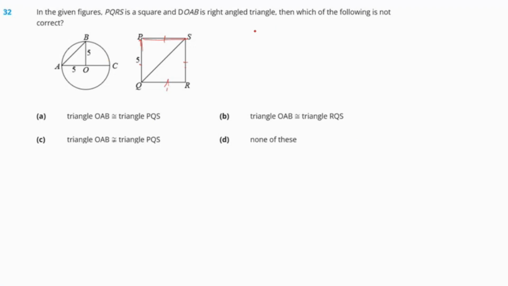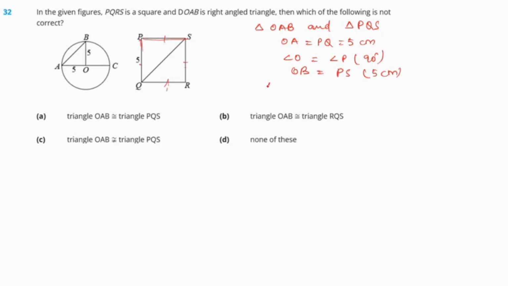So if we take triangle OAB and triangle PQS, we know that the measurement of OA equals PQ, which is 5 centimeter. That is already given to us. Correct. And angle O should equal angle P, which is 90 degree. That is also given to us. Correct. And OB should equal PS because both are 5 centimeter again. So yes, both triangles are congruent to each other. So statement A is correct only.